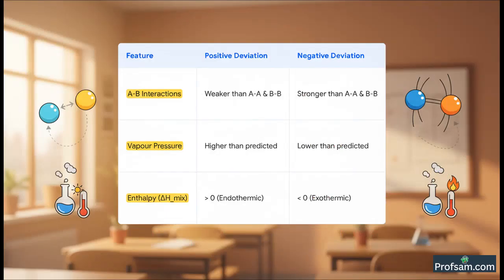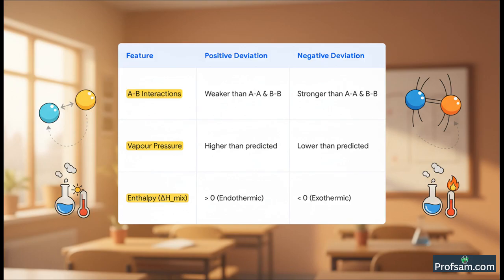This difference in forces can lead to two types of deviations from ideal behavior. If the new AB interactions are weaker than the original AA and BB interactions, the molecules find it easier to escape into the vapor phase. This leads to a higher vapor pressure than predicted, and the process absorbs heat, so delta H is positive. We call this a positive deviation.